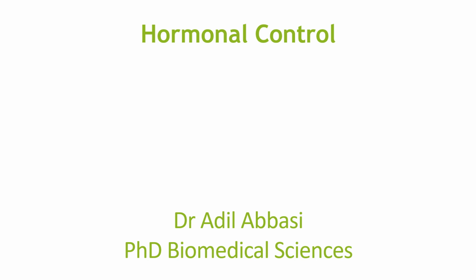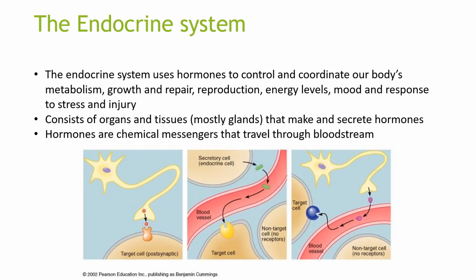Today we are looking at hormonal control. The endocrine system uses hormones to control and coordinate our body's metabolism, growth, repair, reproduction, energy levels, mood, and response to stress and injury. This consists of organs and tissues, mostly glands, that make and secrete hormones. The hormones are chemical messengers that travel through the bloodstream.